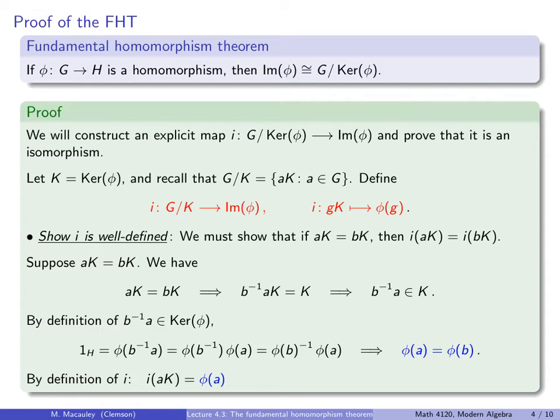So by definition of I, I of AK, which is just phi of A, is equal to phi of B, and this of course is equal to I of BK. And that's exactly what we wanted to show. If you and me have different choices for coset representative, if I choose AK and you choose BK, and we apply this definition of I, then we better get the same answer, and indeed we do. So our map is well defined.